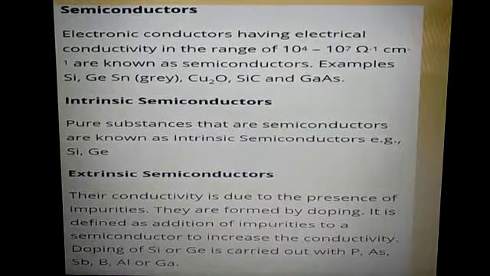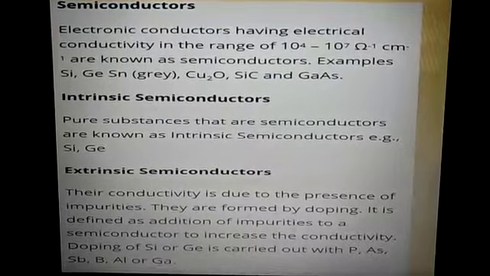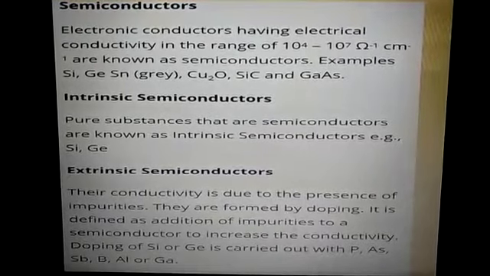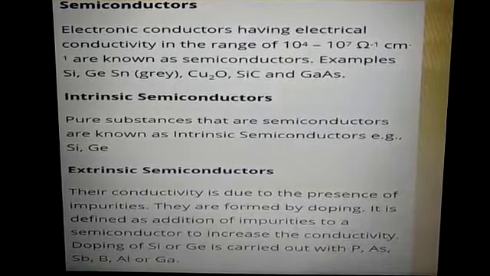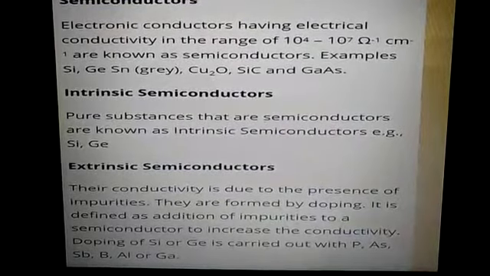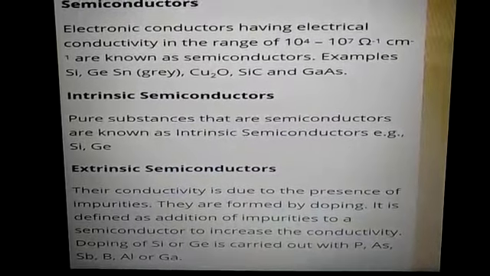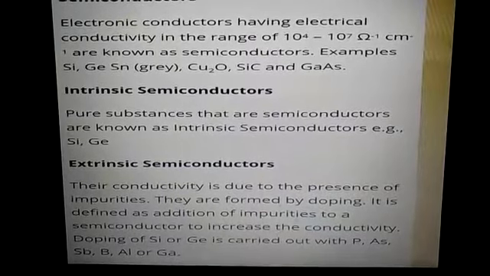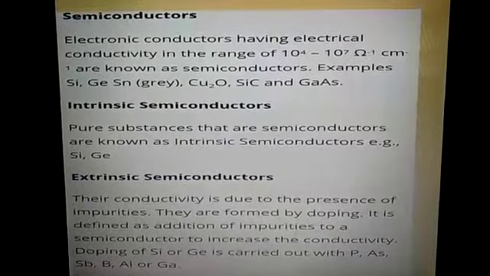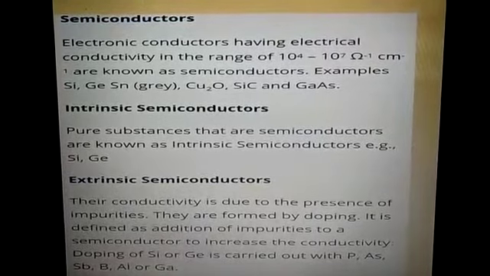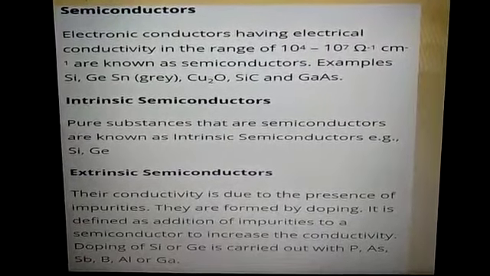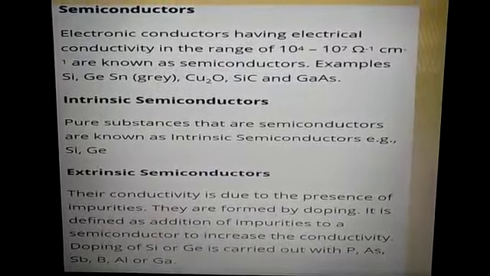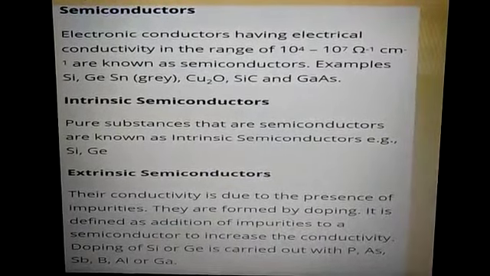While in case of extrinsic semiconductor, their conductivity is due to the presence of impurities. They are formed by doping. It is defined as the addition of impurities to the semiconductor to increase the conductivity. For example, in this case, silicon and germanium are doped with either 15th group element or 13th group element to enhance their conductivity, which is known as extrinsic semiconductors.